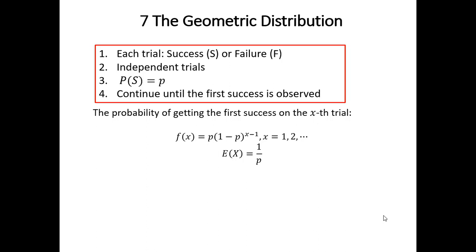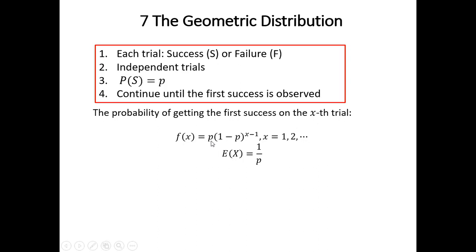Okay, next we have the geometric distribution. So this applies when you have a situation where each trial can be either success or failure. The trials are independent. The probability of a success stays constant at P. And the idea is you continue until the first success is observed. So for example, if you were coin flipping, you would want to know, let's say, what's the probability you get your first head on the fifth flip? Okay, so that would be appropriate here. We'd use this geometric distribution.